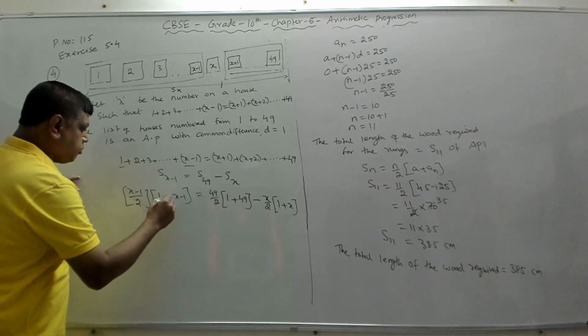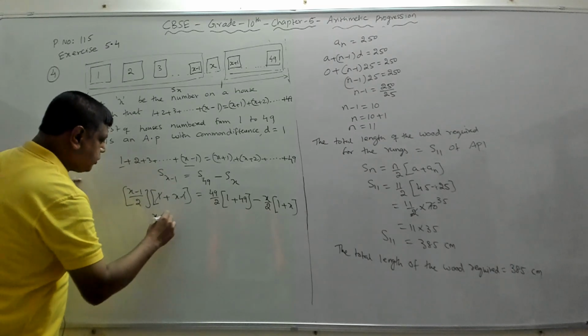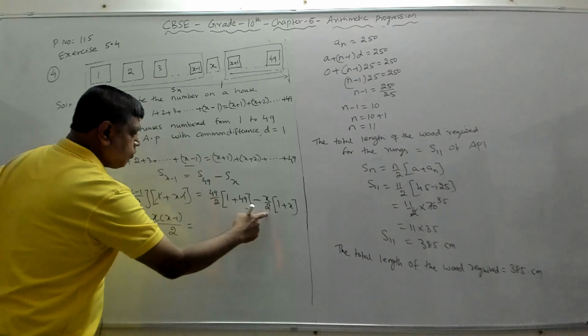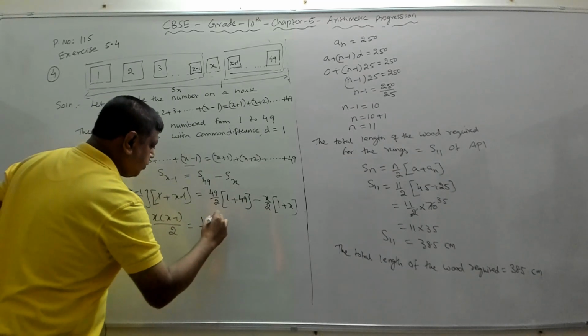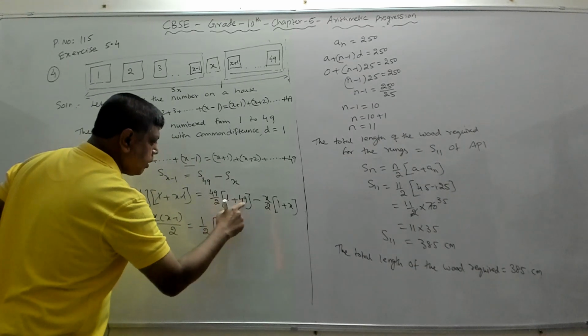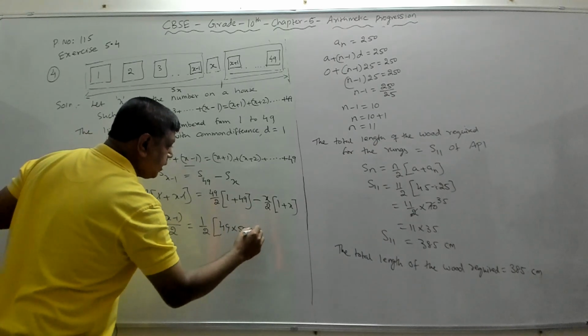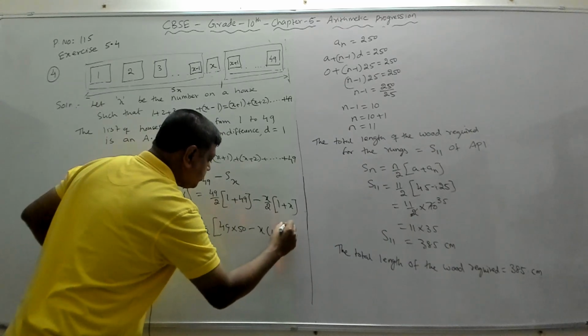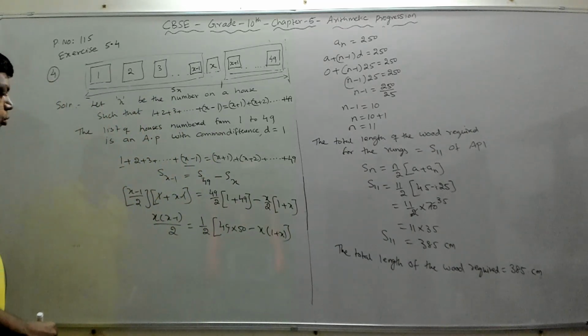Now what do we get? Now this 1 and 1 will get cancelled. We'll get x into x minus 1 by 2 is equal to, here we can take 1 by 2 common. Then we get 49 into 1 plus 49 is 50, minus 1 by 2 is taken out. So it will become x into 1 plus x. Fine. Now 2 can be cancelled.